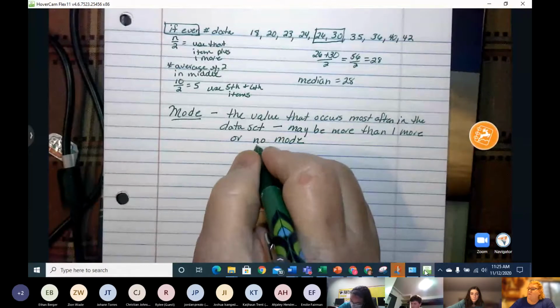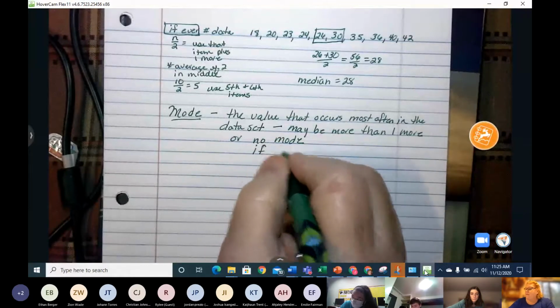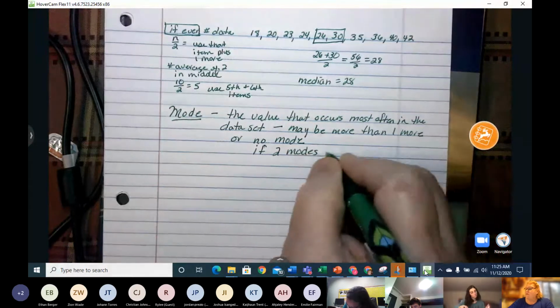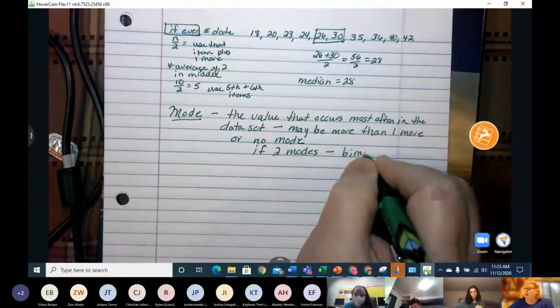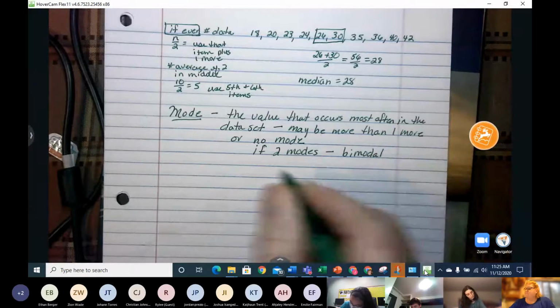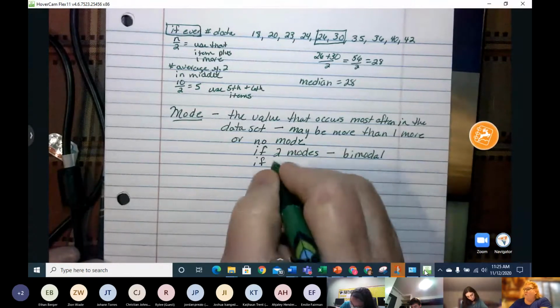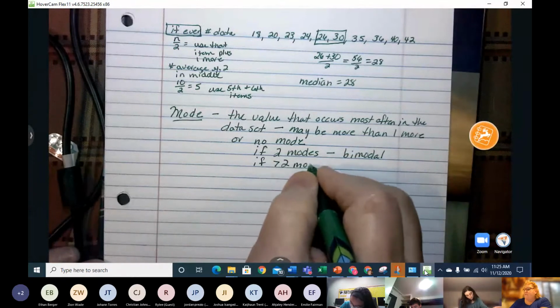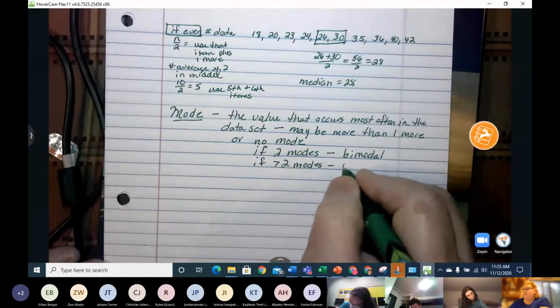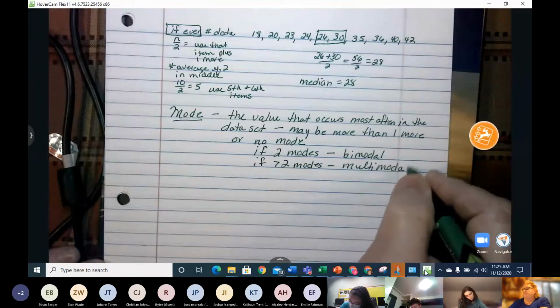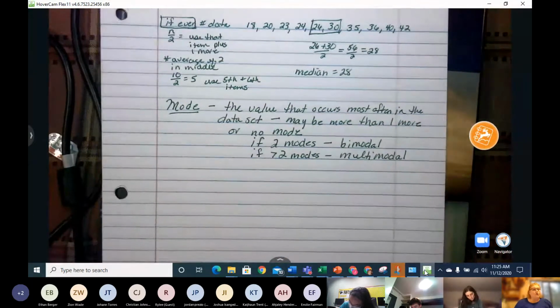Some terms that we use. If there are 2 modes, we use the term bimodal. If more than 2 modes, we use the term multimodal. You could use the term trimodal for 3 modes if you wanted to.